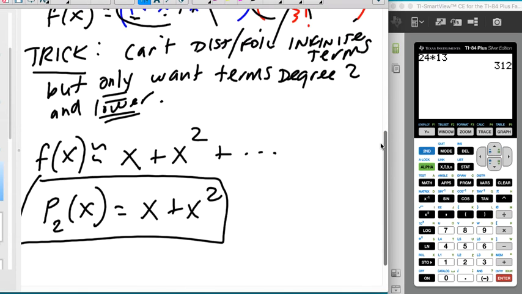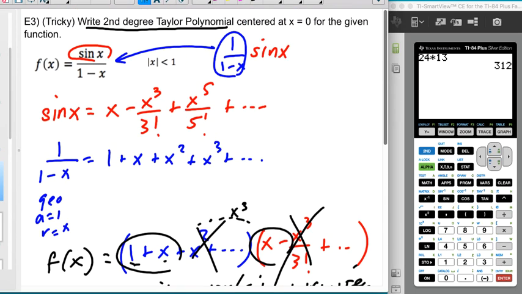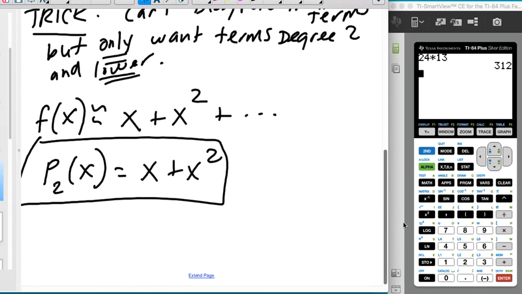So that's the idea, right? Again, that's a trick question. We weren't asked to use the nth term. Sometimes we're asked to use it, but we weren't in this case. So here we did exactly what we were asked. We found the second degree Taylor polynomial. We called it p sub 2, and that's it.